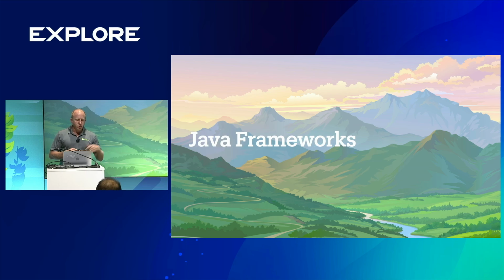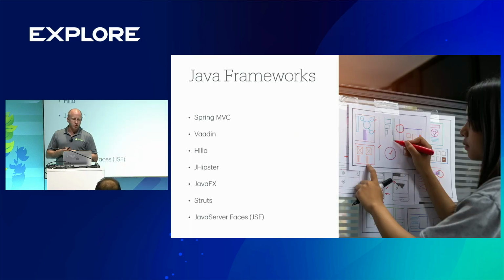All right, so how can we leverage our existing Java skills to build UI? In the Java space, we have some options. We'll look at Spring MVC, we'll look at Vaadin. The company Vaadin has a couple of different products. One is Vaadin Flow, which we'll look at. The other is Hilla, which combines Spring Boot and React together.